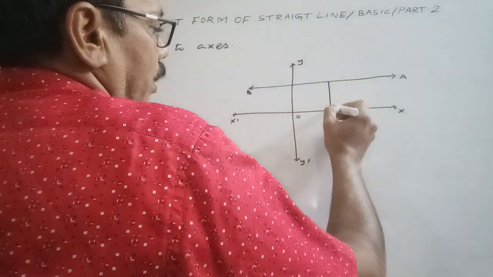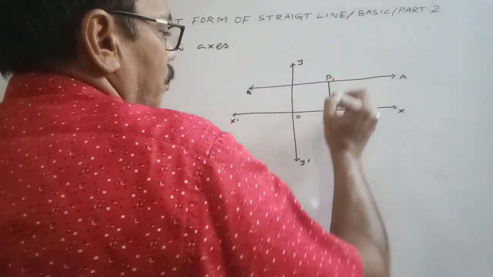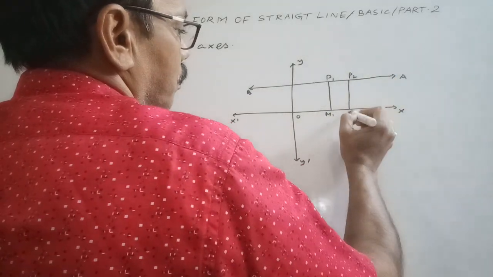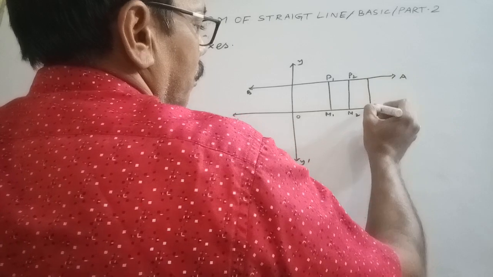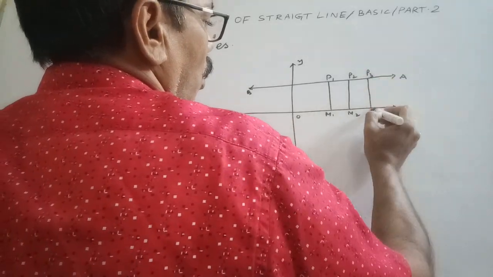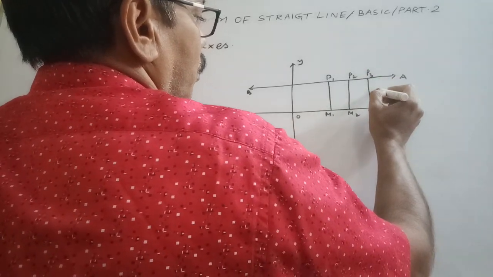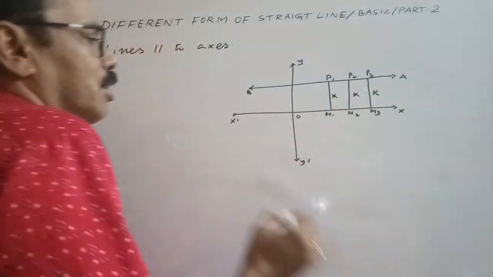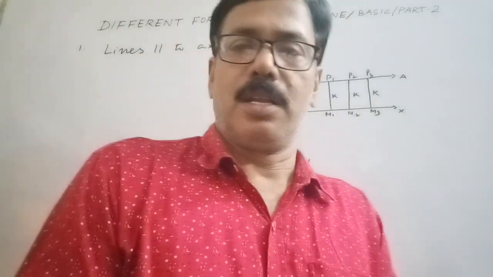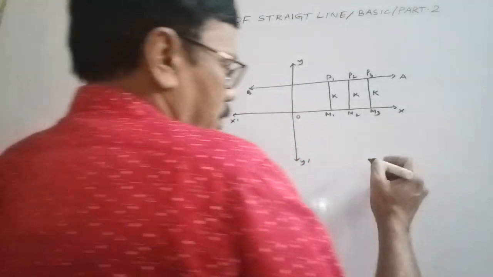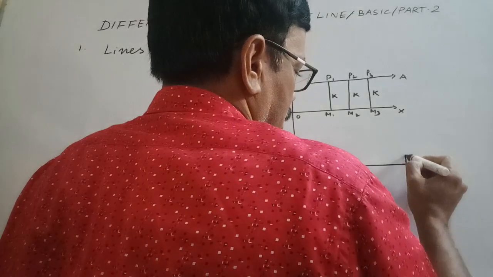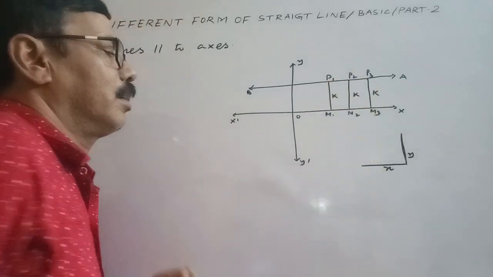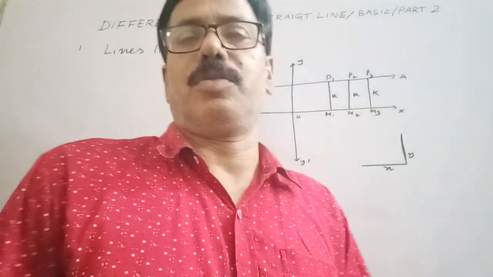If we take a point and find the perpendicular distance, P1, M1, P2, M2, this is P3, M3, all are equal distance. Suppose this is K, this one is K, this one is K. So all are K. Distance is measured vertically; this is x and this is y, vertical. So ordinate is denoted by y.